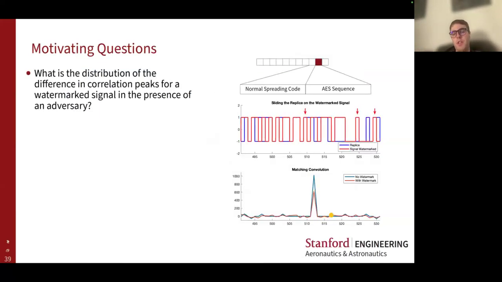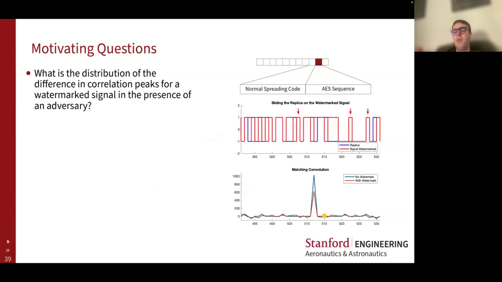So the motivating question of this work is: with a watermark, what's the distribution of the difference in correlation peaks? I have this difference here, but if I subtract these two, so this is at 1,000 and this is at 600 in our conceptual diagram here, the difference would be 400.